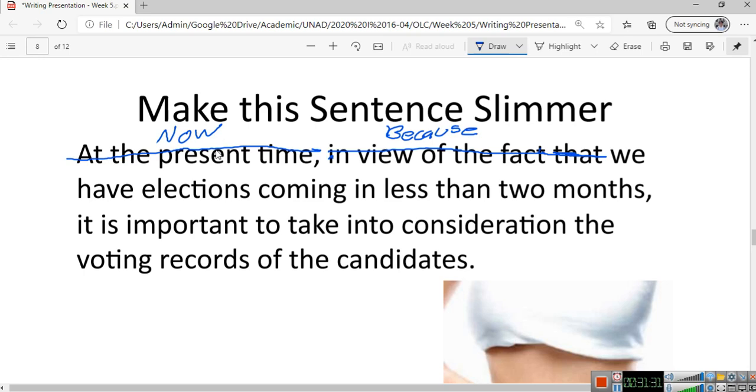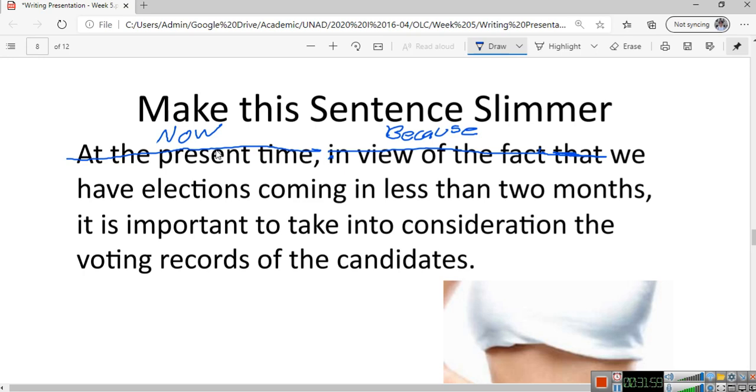Now, because we have elections coming in less than 2 months, how would you replace "in less than 2 months"? Less than... And would you replace it? Few? No, not few. Less than 2 months. Let's leave it like that. It sounds good. Now let's change.